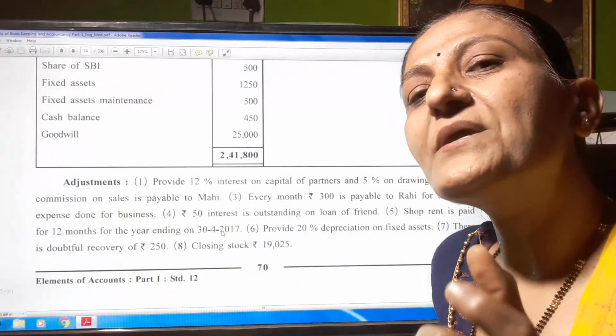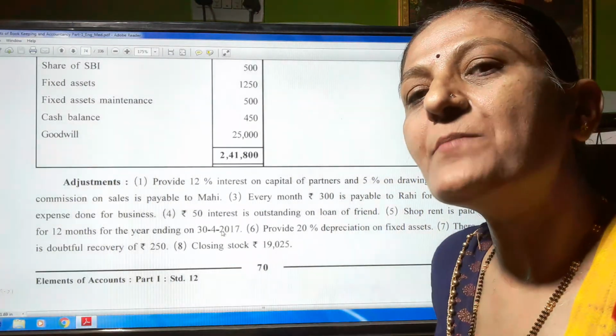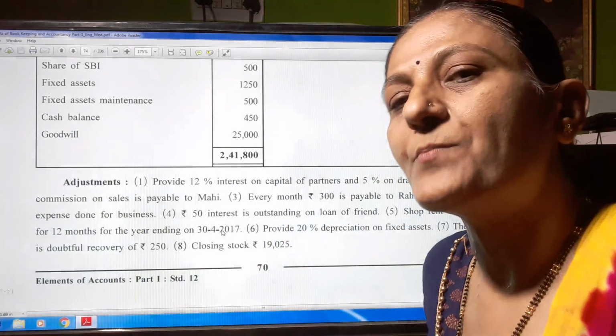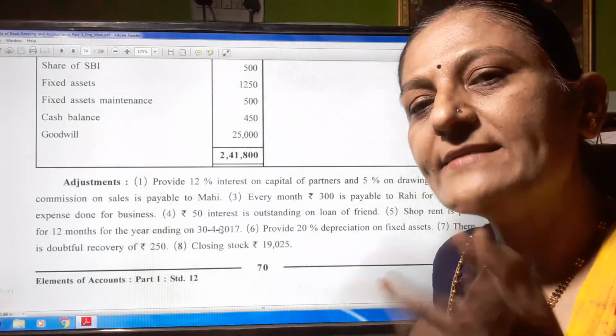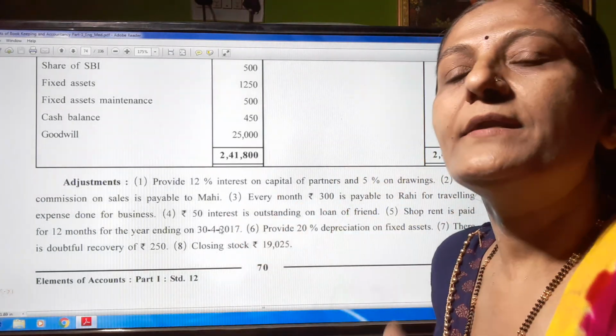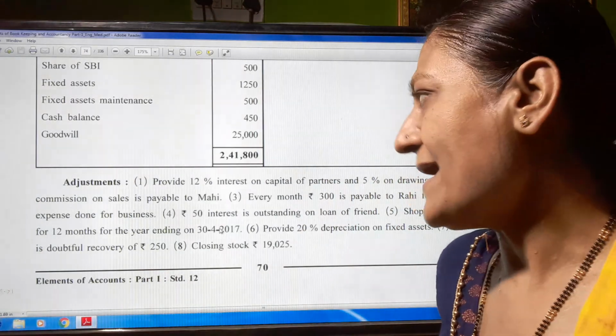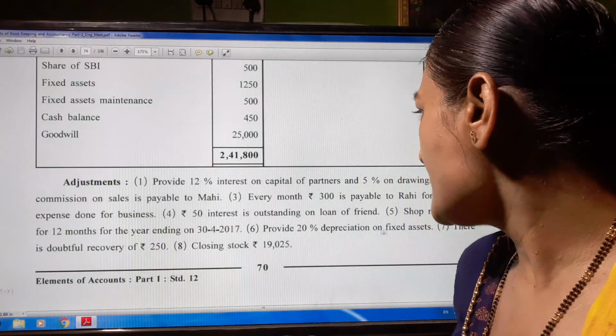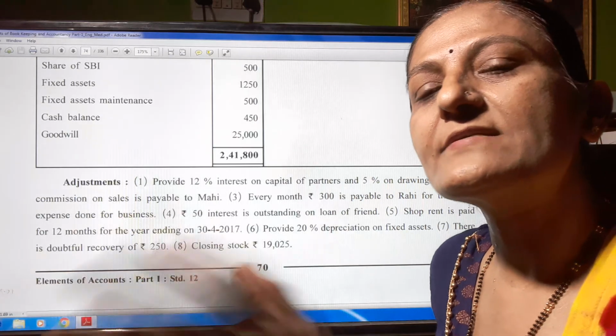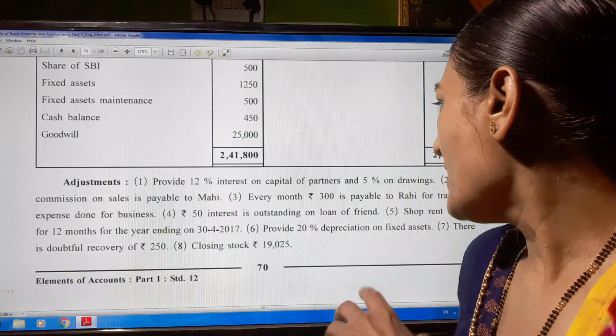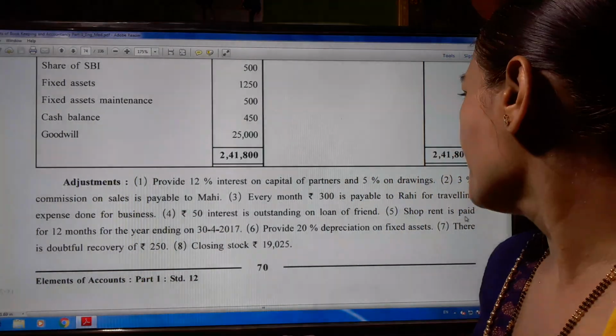And when there is a prepaid, we know that we have to minus it from the particular expense. And the second entry we have to write is our asset, so we show it on the balance sheet asset side. Provide 20% depreciation on fixed assets, so the 20% amount we have to write as depreciation.